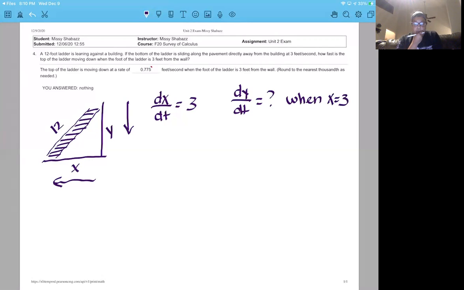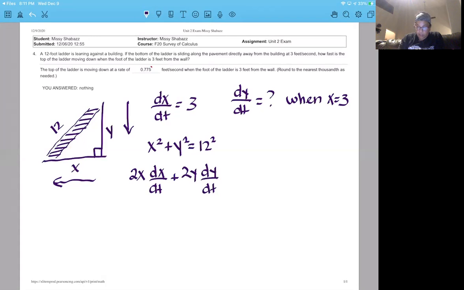All right, now the equation that's going to model what's going on is the Pythagorean theorem, because I have a triangle. So I have x squared plus y squared equals 12 squared, right? The length of the ladder is not going to change in this problem, so I can go ahead and plug in 12. Now I'm going to take the derivative. I have 2x dx dt plus 2y dy dt equals 0.